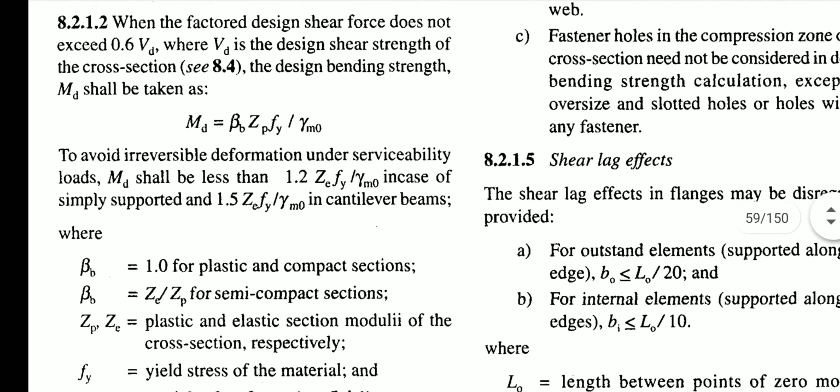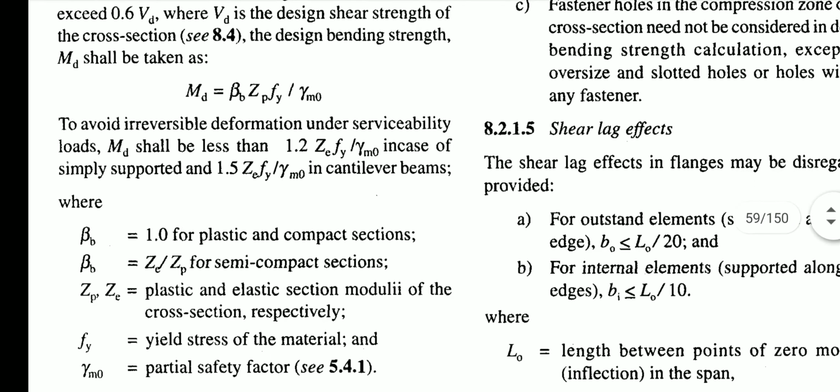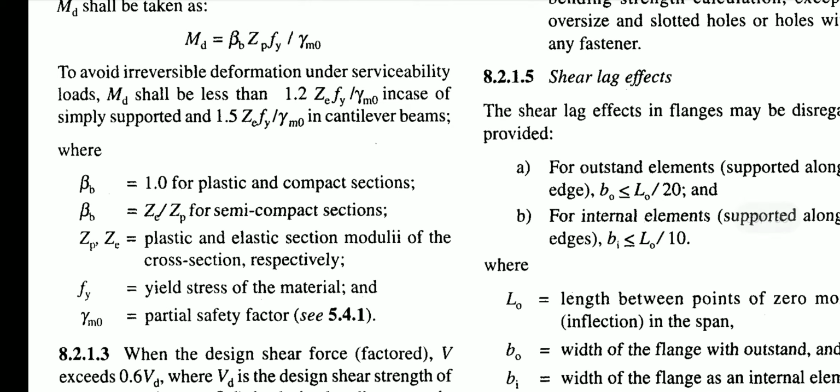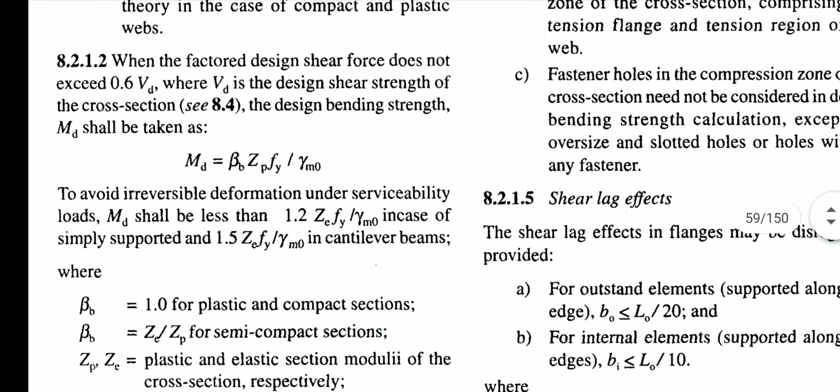Now here beta b value is given. Beta b for plastic and compact section is 1. For Zp they have given semi-compact, but we are not designing semi-compact, so beta b is always 1. Zp is the plastic section modulus and Ze is the elastic section modulus of the cross section respectively. Fy you already know, and gamma m0 is the partial safety factor. This is the first case where the shear force does not exceed the limit, so you can say low shear case.